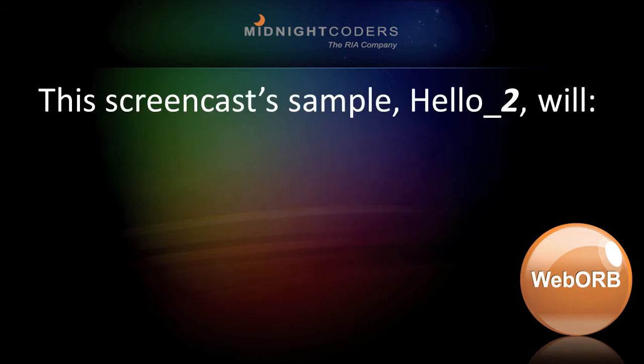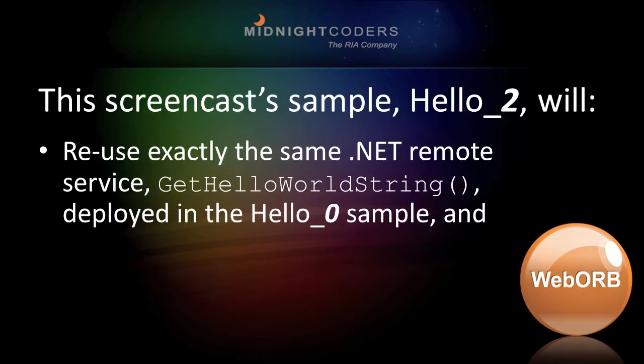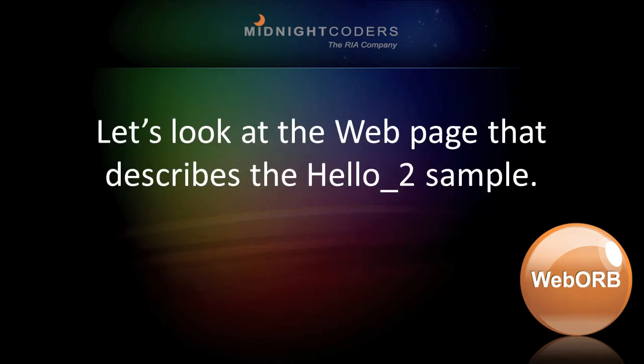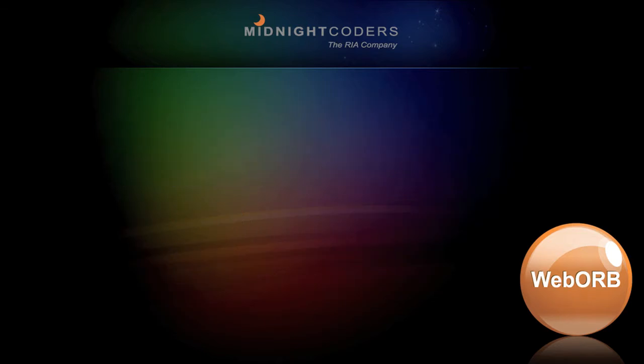This screencast's sample, Hello2, will reuse exactly the same .NET remote service getHelloWorldString deployed in the Hello0 sample, and refactor Hello0's Flex-based client to use the WebORB-generated service encapsulation code. Let's look at the web page that describes the Hello2 sample.